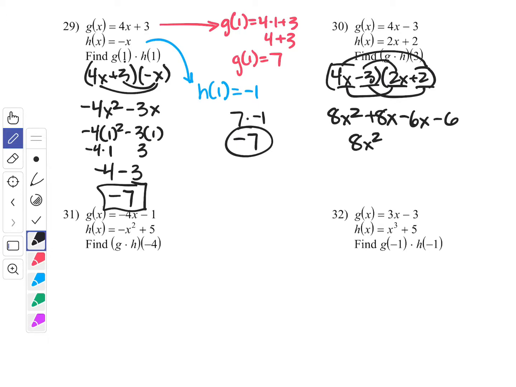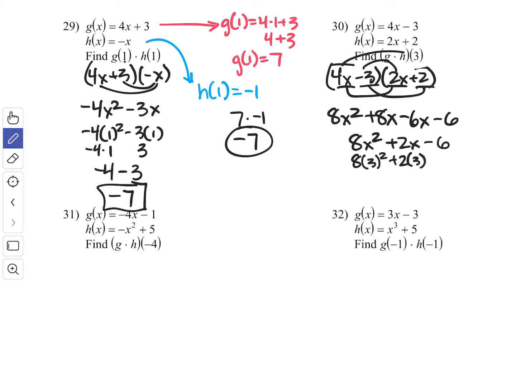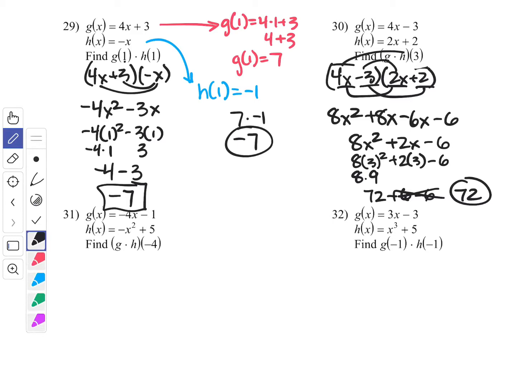Okay, and you have to do this whole big thing right here, right? And then we're going to plug in, I believe that's 3, right? Yeah. Then we're going to plug in our 3, so 8 times 3 squared plus 2 times 3 minus 6. 3 squared is 9. 8 times 9 is 72. 2 times 3 is 6. Minus 6, those cancel. We're left with 72. So it's not so bad when you know what you're doing, like me. Okay, I'm able to do that pretty quick.